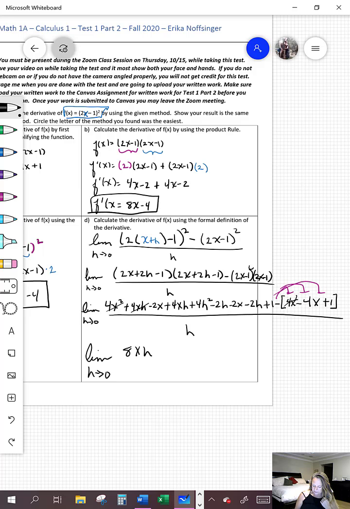Let's see, what else do we have? We have a minus 2x, a minus 2x. That's a negative 4x. But then this negative is going to make this a positive 4x. And so those all cancel.